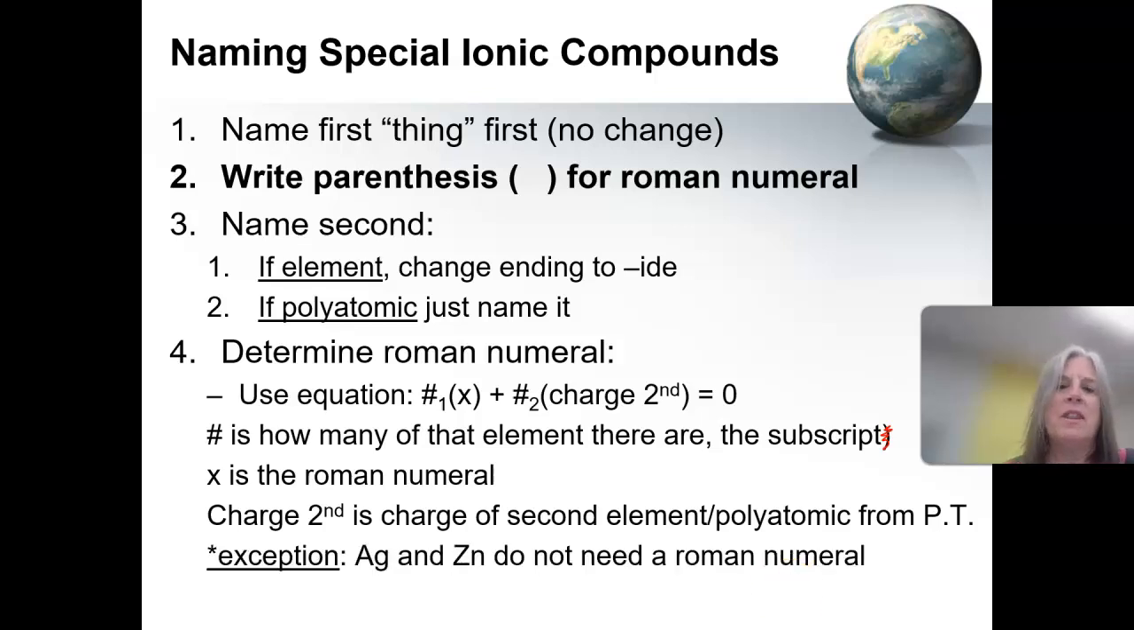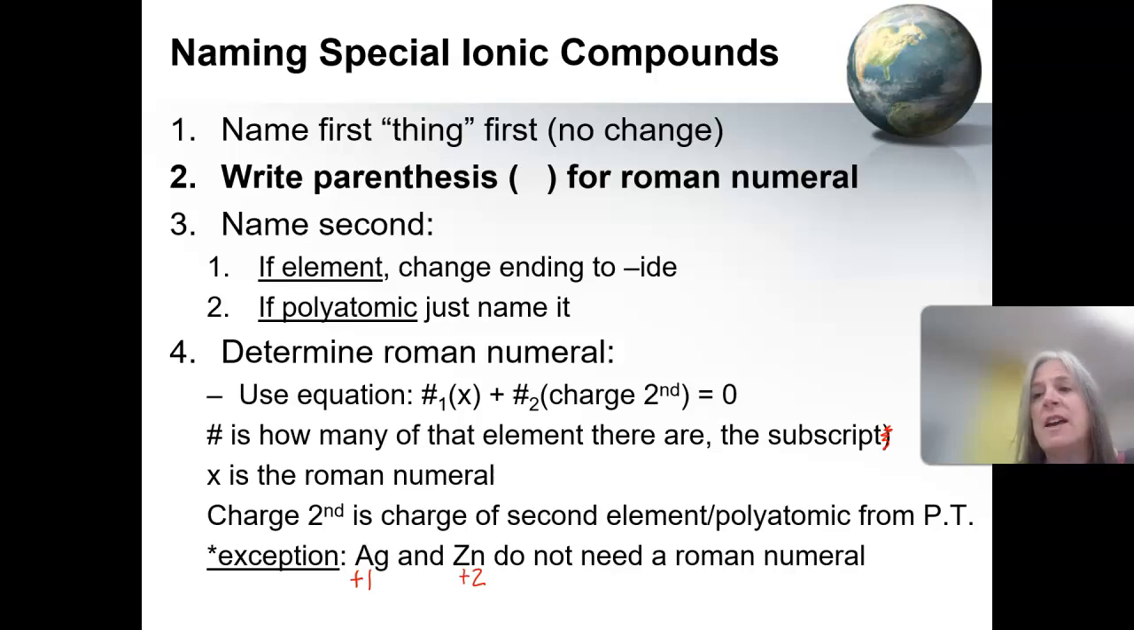Now, one thing: silver and zinc don't need a Roman numeral, because remember, silver is always +1. It's in that Roman numeral 1 column. Zinc is always +2 because it's in the Roman numeral 2 column. If you put a Roman numeral down, I won't freak out, but you'll notice when you go to write the formula, there won't be a Roman numeral there.